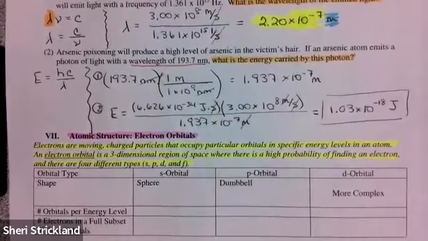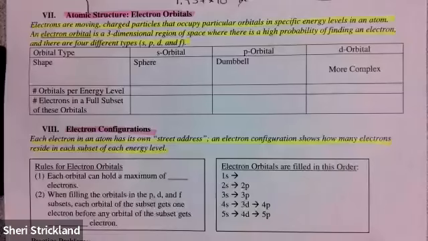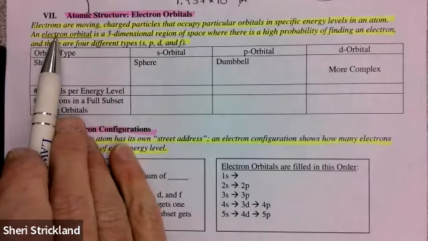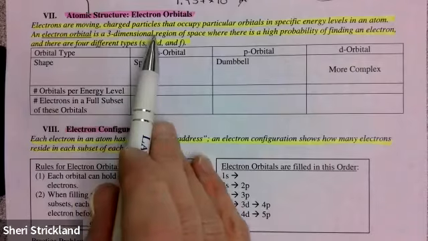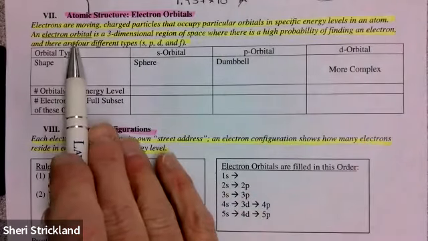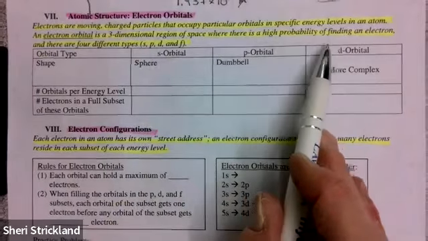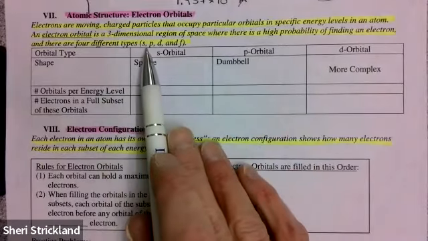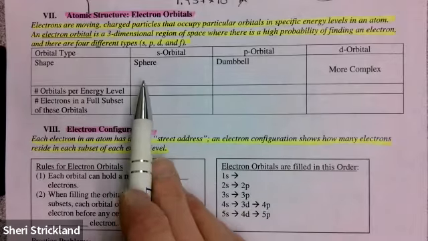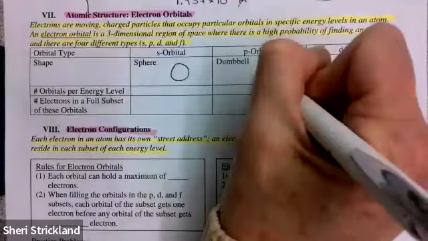All right. So let's talk about the location of electrons in an atom of a particular element. Electrons are much more than just small little negatively charged things. They're moving charged particles that occupy particular orbitals in specific energy levels in an atom. An electron orbital is a 3-dimensional region of space where there's a high probability of finding an electron, and there are 4 different types. They're called S, P, D, and F. Now we're going to be concerned with the shapes of the S and the P. For the S, it's a sphere. For the P, it's a dumbbell shape.